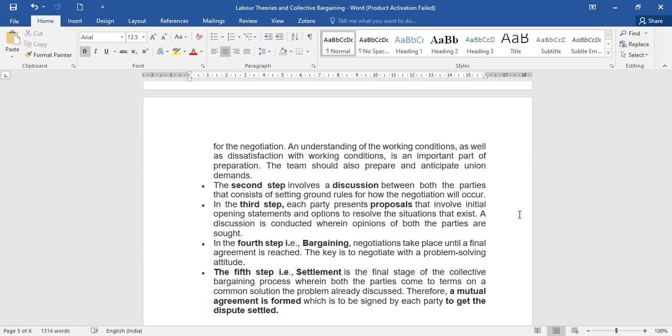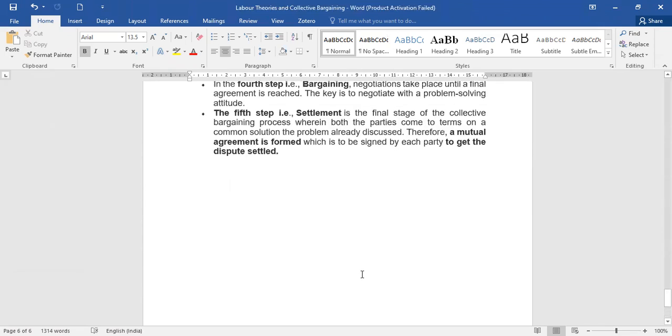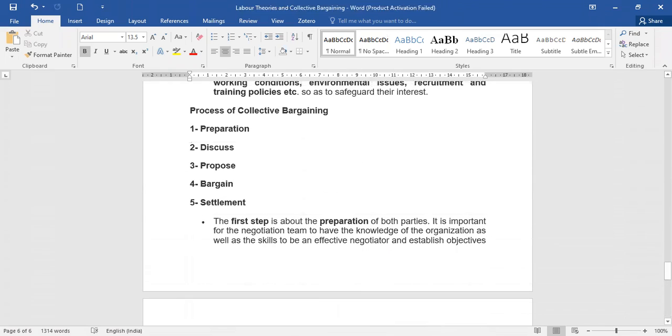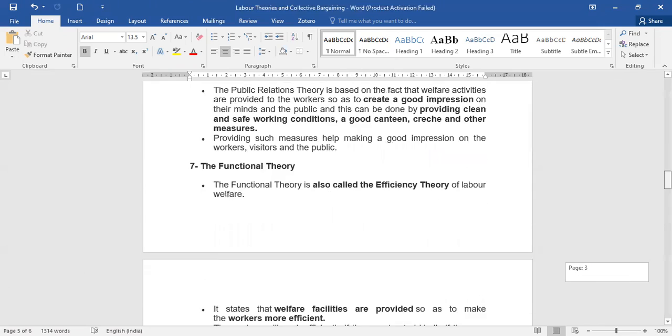Then the fifth step is settlement. This is the final step, wherein the bargaining is accepted with a mutual agreement which has been signed, because it needs to be evidence, and the disputes get settled, so things are working out in the best possible manner.